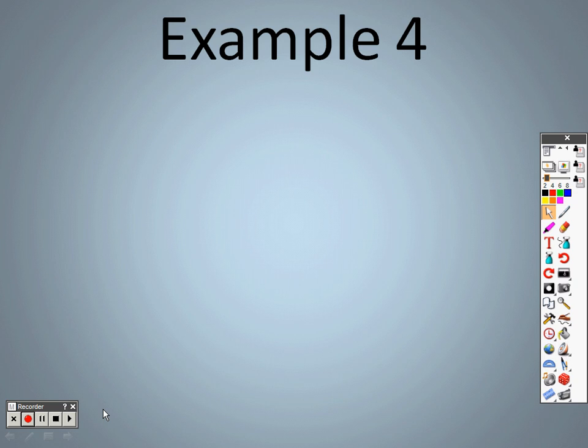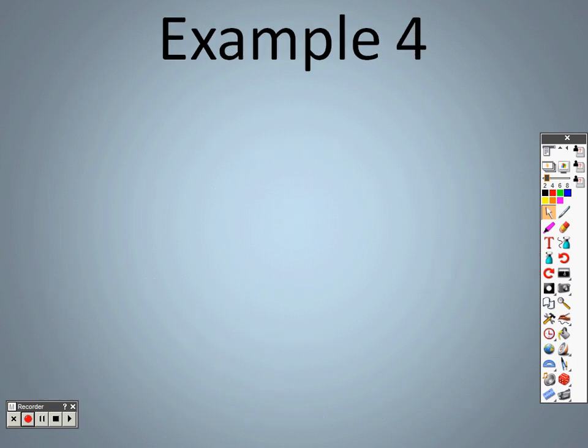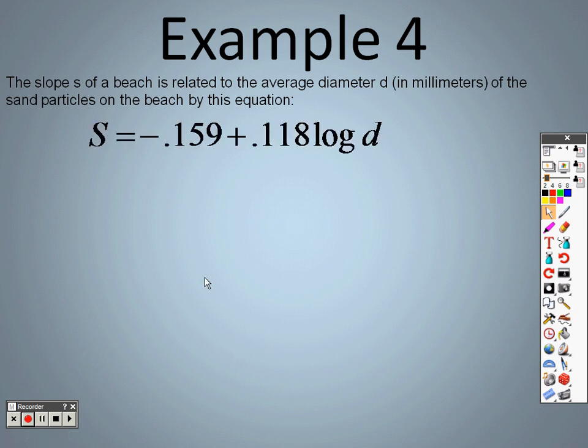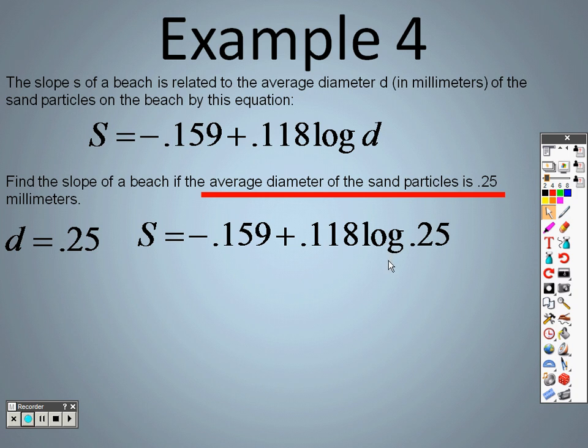So, example 4 here, we are continuing on with 8.4 logarithmic functions, and let's take a look here. The slope S of a beach is related to the average diameter of sand particles in the beach by this equation. Find the slope of the beach if the average diameter of the sand particles is 0.25 millimeters. What this is saying is D is 0.25, that's the diameter, so all I'm doing is plugging that in.